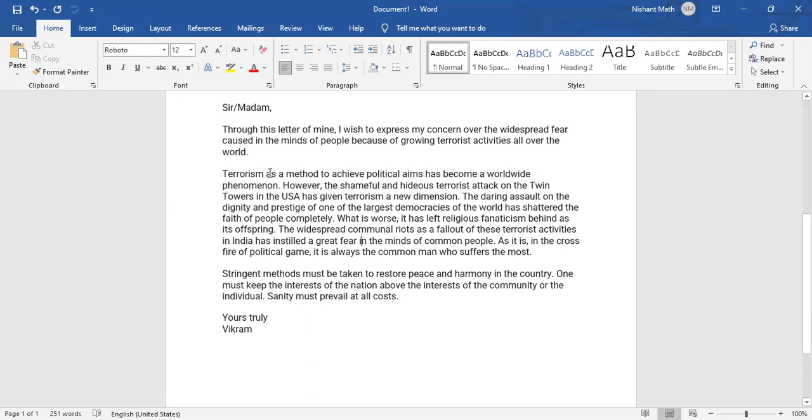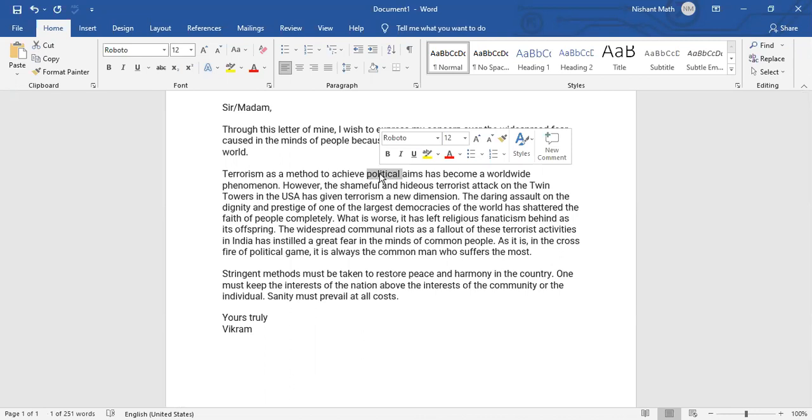What does the line say? Terrorism as a method to achieve political aims. One way, positive politics or negative politics. There are two phases for the political system prevailing in every country, dear students. Politics has to be played in a positive way so that the people living in any country should be uplifted for their standard of living as well as the country's development.